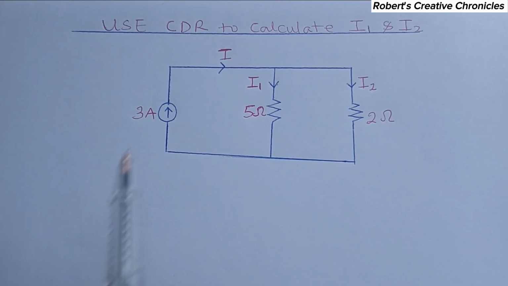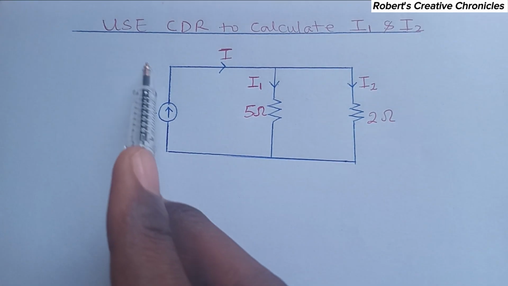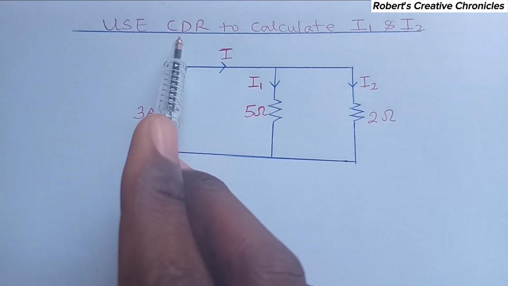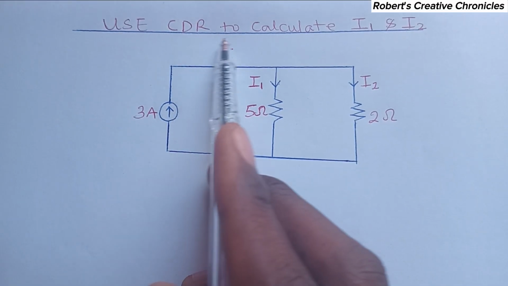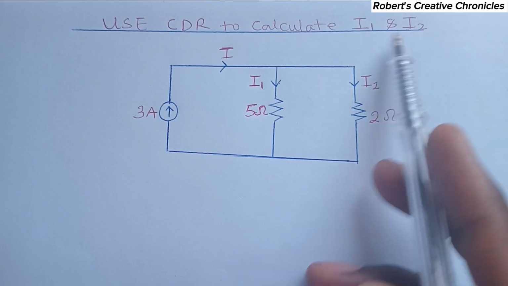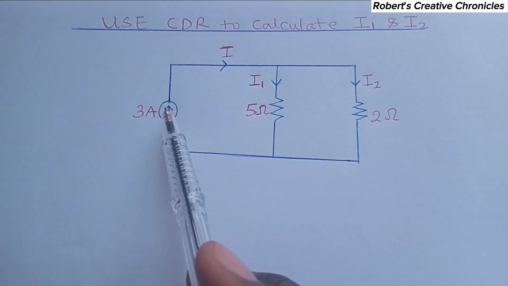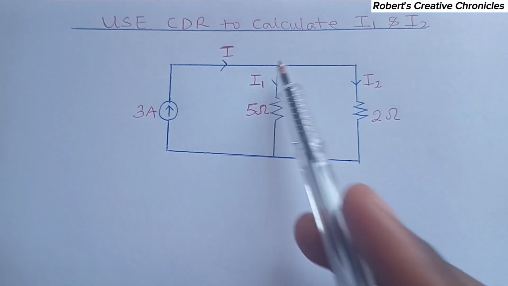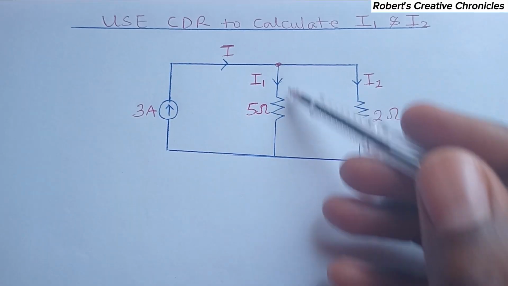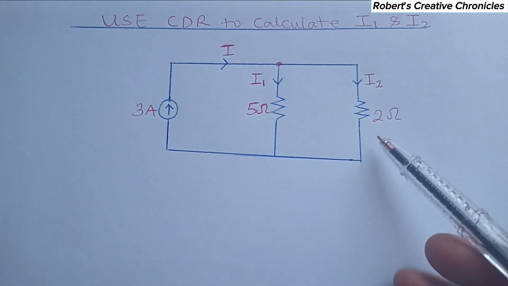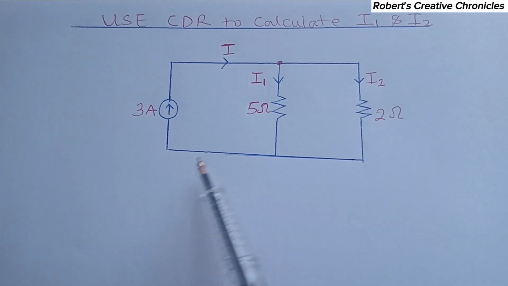So today we'll be solving this question which states: use the current divider rule, that is CDR, to calculate I1 and I2. CDR stands for current divider rule. Now this is the current flowing. When it comes to this point, it splits into two, I1 and I2. So we need to find the currents I1 and I2.